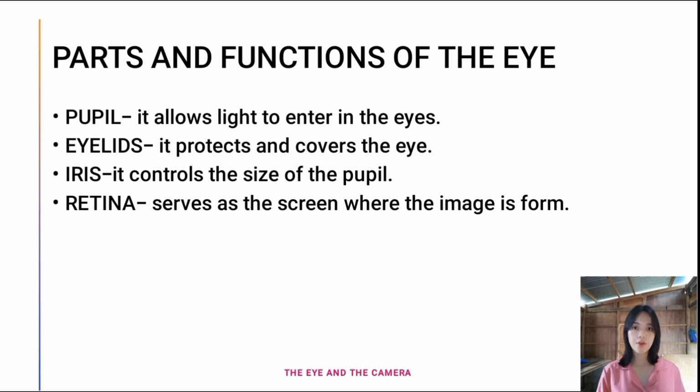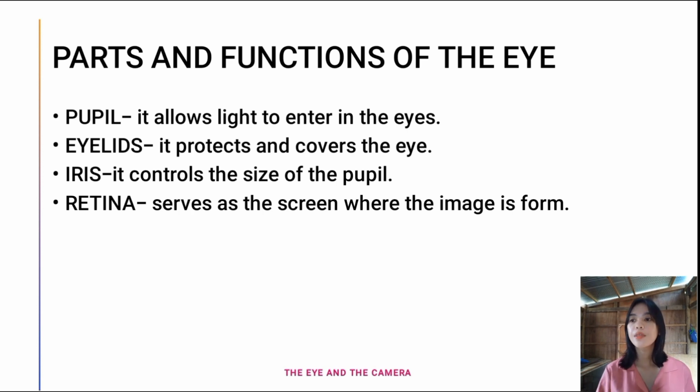Parts and the functions of the eye. So first is pupil, next is eyelids, third is iris, and lastly retina. So when we say pupil, it allows the light to enter the eye. In the camera, the term pupil is often used to refer to the aperture, or the opening through which light enters the camera lens. It is similar to the pupil in the human eye, which controls the amount of light that enters the eye.